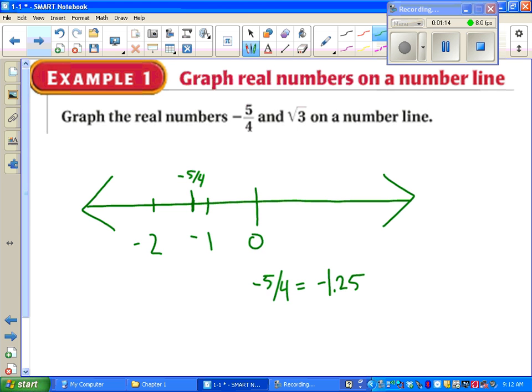Then square root of 3, that's a little harder to figure out unless you use a calculator. If you type that in a calculator, you'll get approximately 1.7, which we should know is between 1 and 2, closer to 2. That's how you plot numbers on a number line, even when you don't know exactly what they are without a calculator.